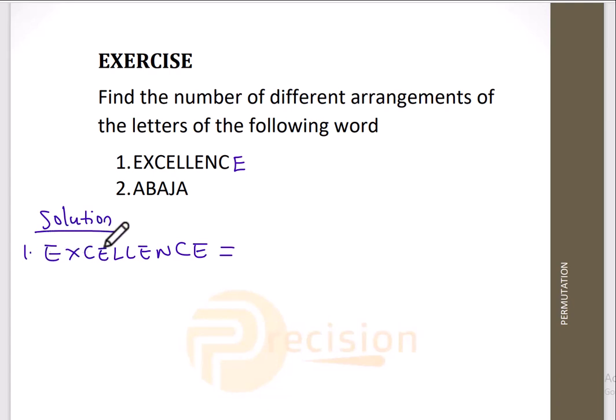1, 2, 3, 4, 5, 6, 7, 8, 9, 10. So you have 10. 10 factorial all over. Okay, so what's the next thing? We do this now in rough. So E: how many times do we have E repeating? Let's check. 1, 2, 3. So E repeated thrice. That's just it.